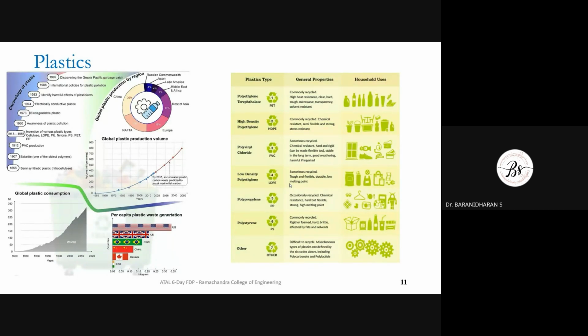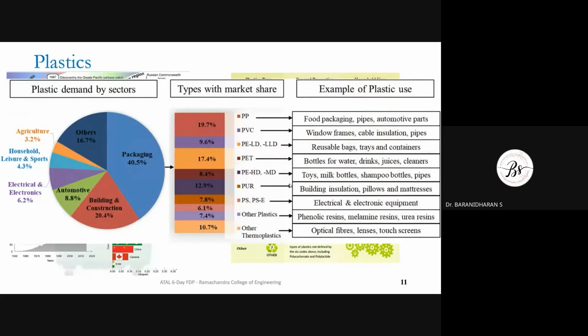High density polyethylene, we have been using for pipes, etc. Polyvinyl chloride, most of the conduits that we use are polyvinyl chloride. Low density polyethylene is for specific substances which need to be tough and durable. Polypropylene, most of the food sachets that we get packed now are polypropylene. Polystyrene is a foam-based polymer, and then there are others which are difficult to recycle. To name a few, plastic sectors keep changing.